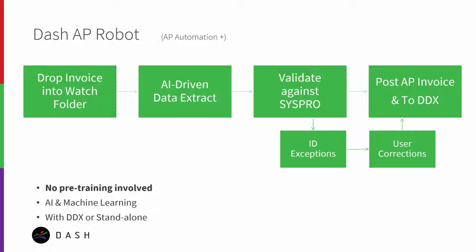This system can work with DDX document management software or as a standalone. So you could start with the AP Robot and use that for a while. And if you decide at some point along the way you want to use DDX as well, great. Buy it, install it, set it up, get ready to go. And then there's only two more settings you need to change in the AP Robot in order to have your invoices start to be automatically filed away.